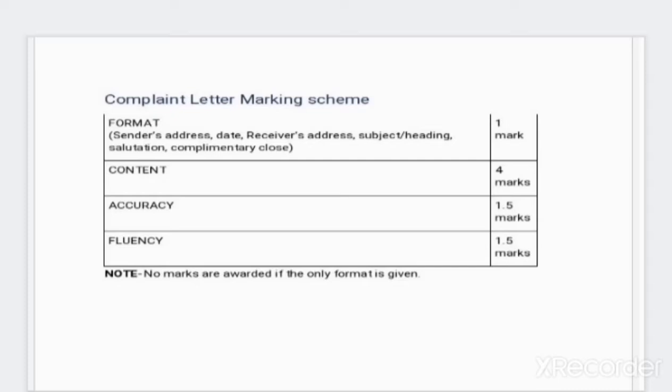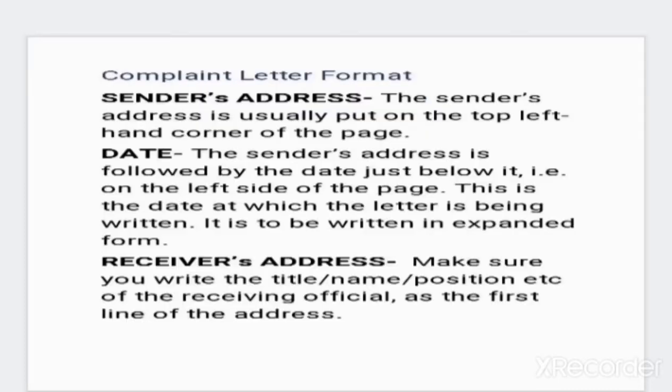Then leave one line, then the receiver's address. Please do not write "To". Okay. Now, the editor, the commissioner, the teacher, the principal. Make sure you write the title, name, position, etc. of the receiving official as the first line of your address.